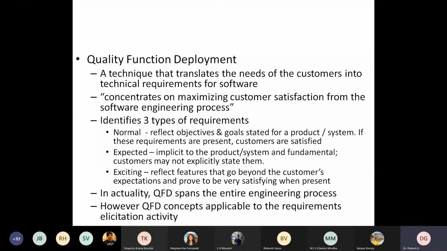Then comes the expected requirement. Expected requirements means the customer is not able to specify the requirement directly, that means he could not express it. It is implicitly understood; the customer cannot understand this or cannot express this. So we have to add this kind of requirement on behalf of the customer. That means we have to explicitly provide this facility.